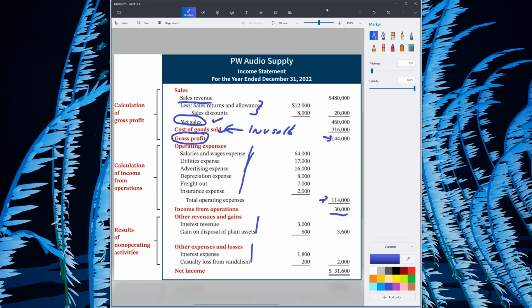Now, you notice that we are missing one thing in here, one expense that we will at some point figure out. And you'll notice that we haven't mentioned anything about tax, but we will add that later on. And at the end, we still come back down to net income.